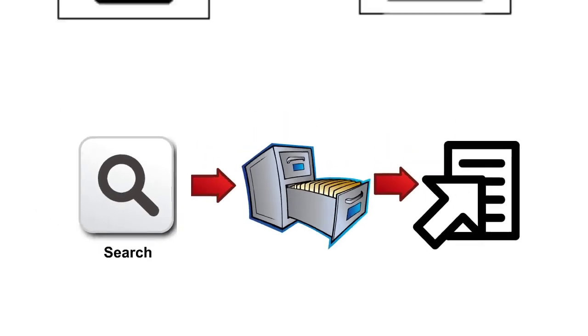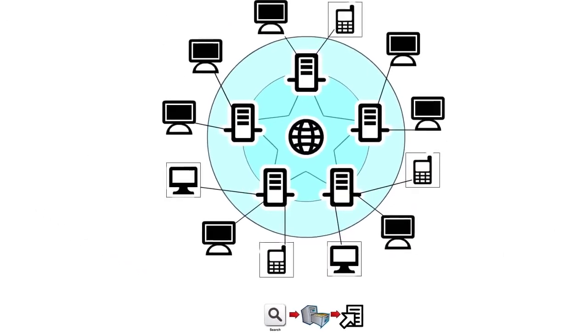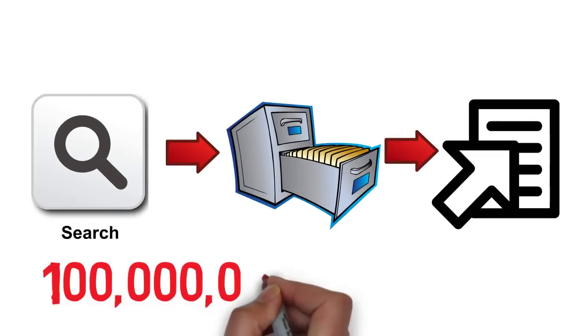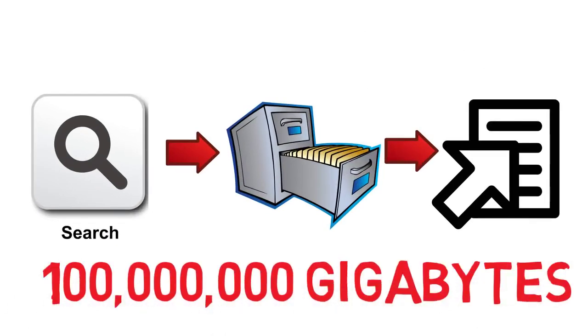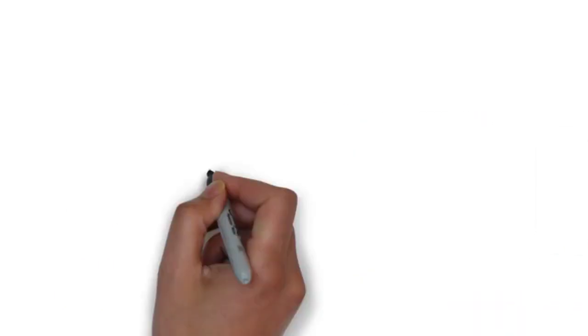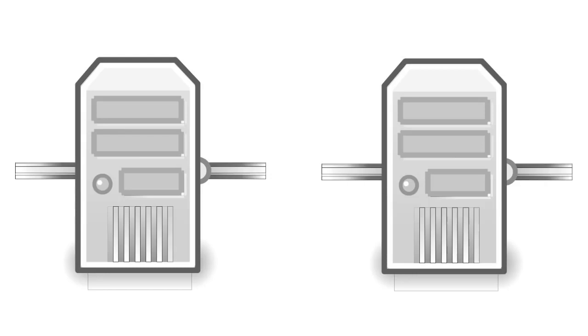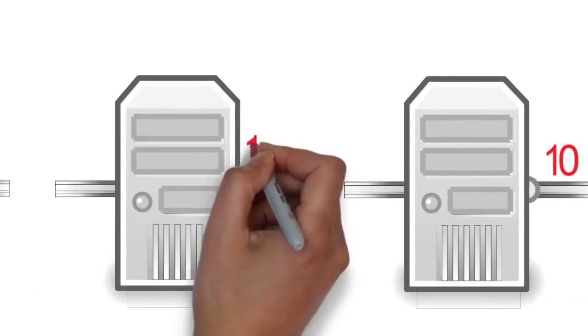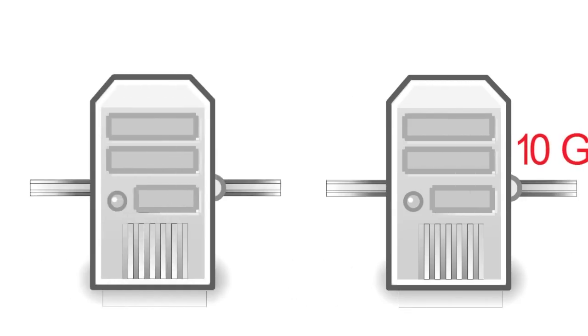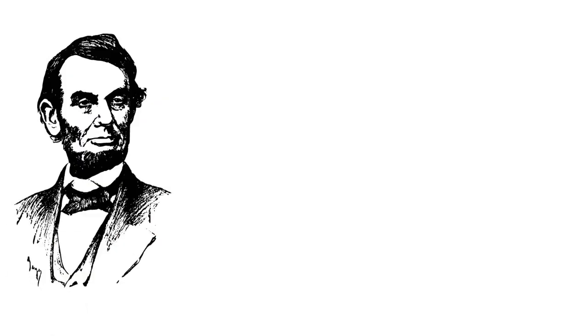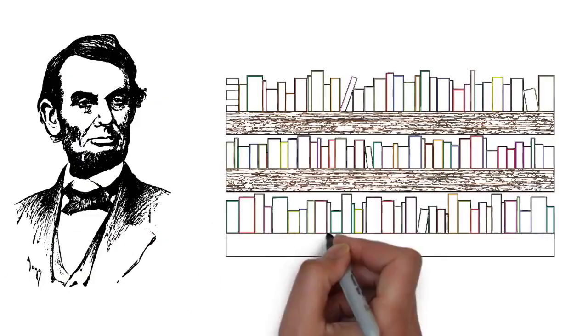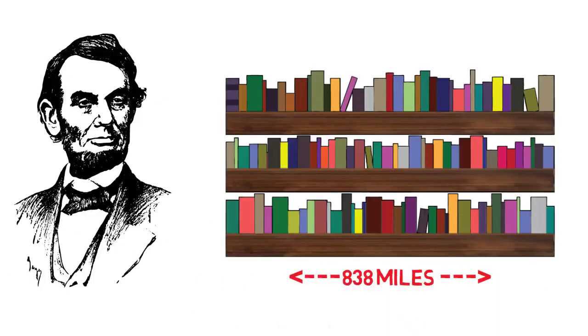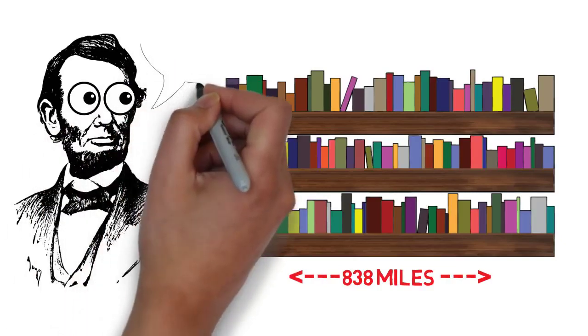Although the index is considerably smaller than the internet, it still contains over 100 million gigabytes of information. So returning fast search results still requires a giant infrastructure of data centers and servers. Google's infrastructure is so powerful that it can handle 100,000 servers all simultaneously exchanging data at 10 gigabytes per second. That's enough processing power to read the scanned contents of the Library of Congress, which takes up 838 miles of bookshelves, in just 1/10 of a second.